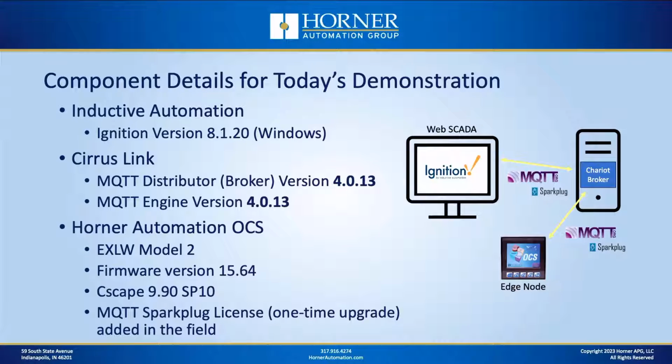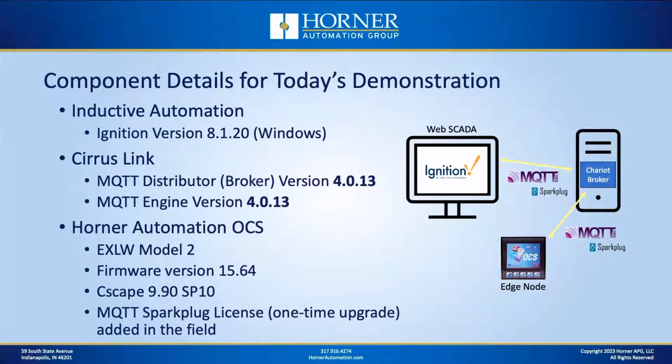Now, the specific version you do need to download, this is important, you can't just download the latest, is 4.0.13. That's because there's been some changes made to the MQTT specification very recently, and we haven't adopted those quite yet at Horner. So you need to use version 4.0.13 as of November of 2023.